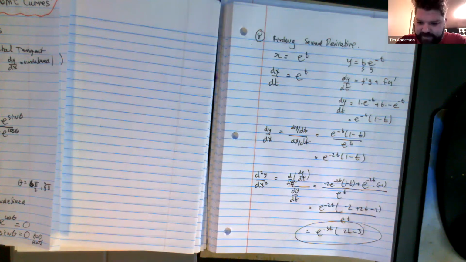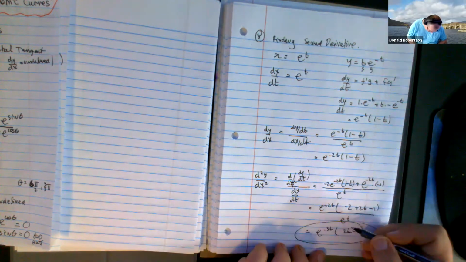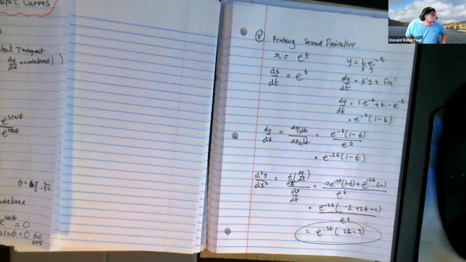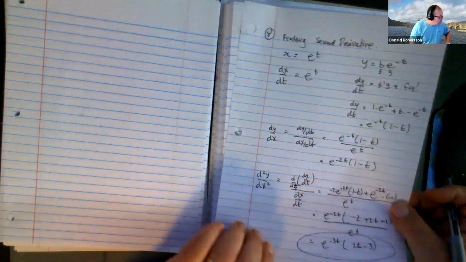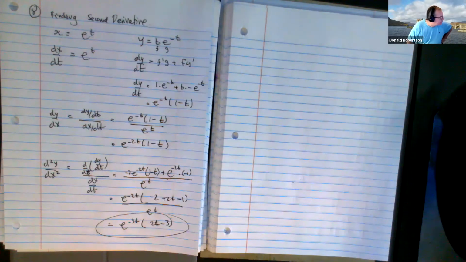Did I get that right? Did I say 2t minus 3, or is that 2t minus 3? It's 2t. 2t. I'm scanning.